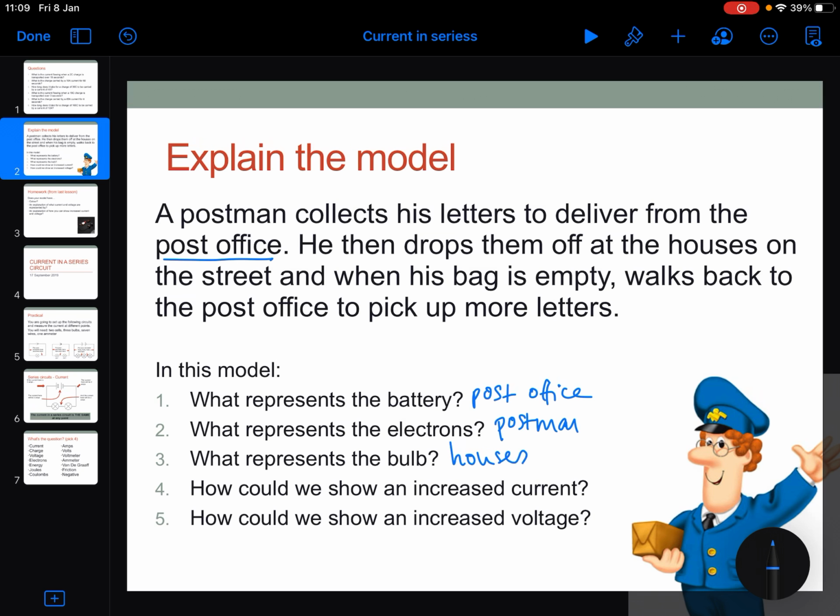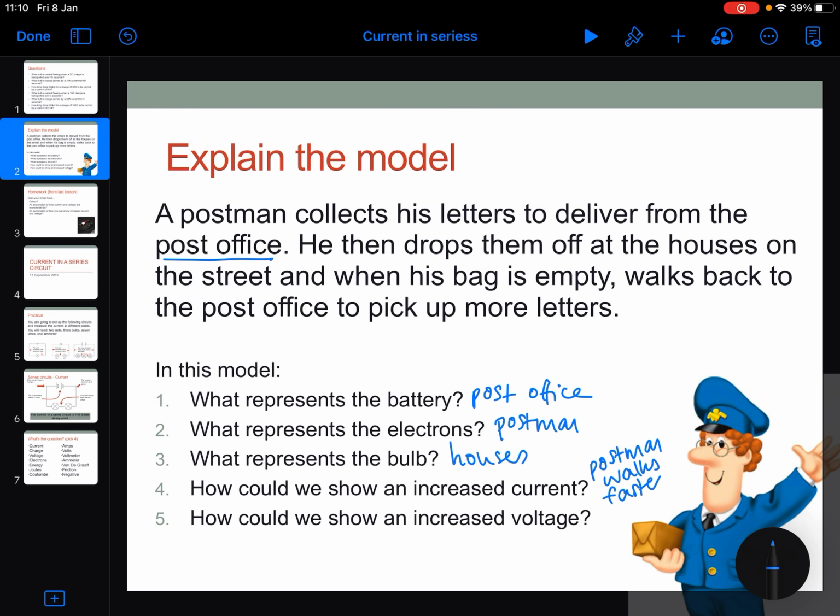How could we show an increased current? Now remember, current is the rate at which the electrons are flowing. So I say you could increase the current by making the postman walk faster. And hopefully you can see that because that means they're going to speed round.